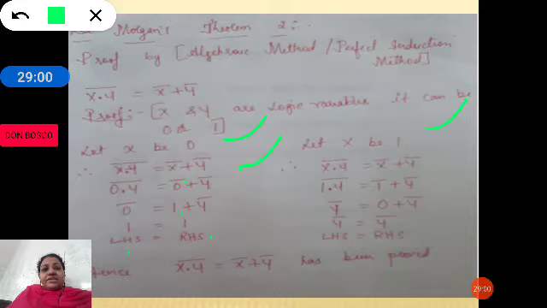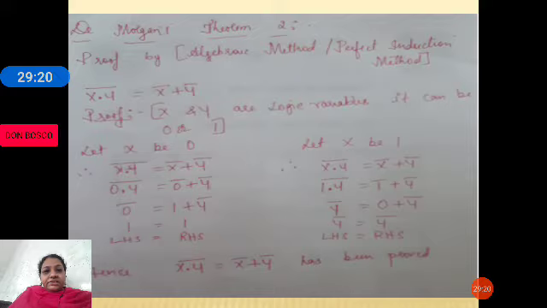Here we have x as 1 and we are replacing x with 1. 1 ANDed with y is y, and 1 complement is 0. So 0 plus y bar is equal to y bar, and here we get y bar. So LHS is equal to RHS.